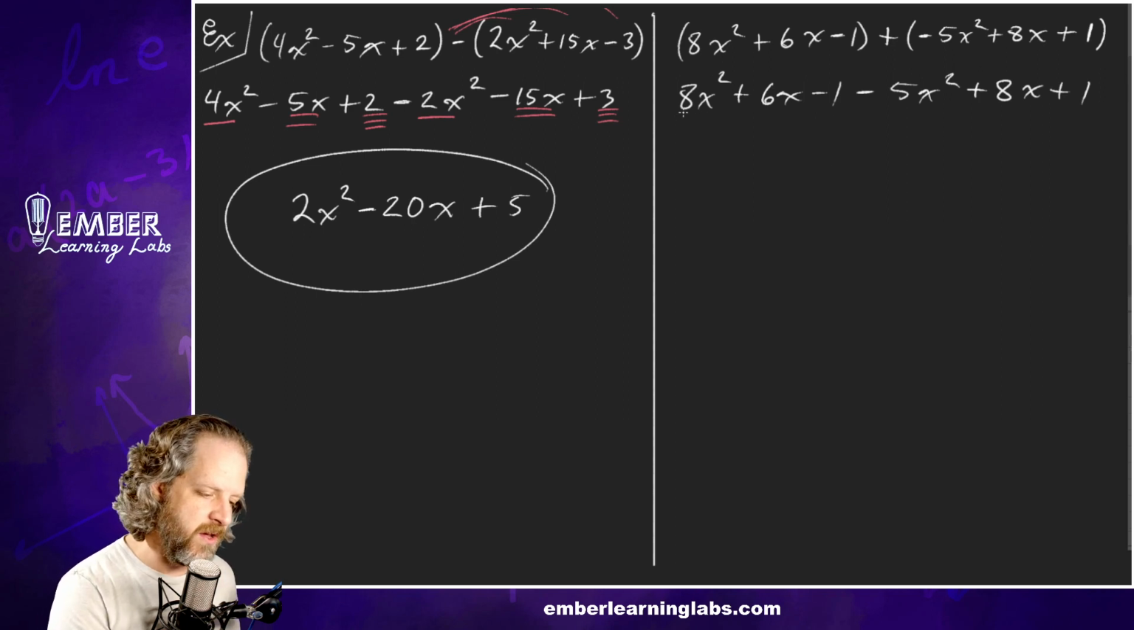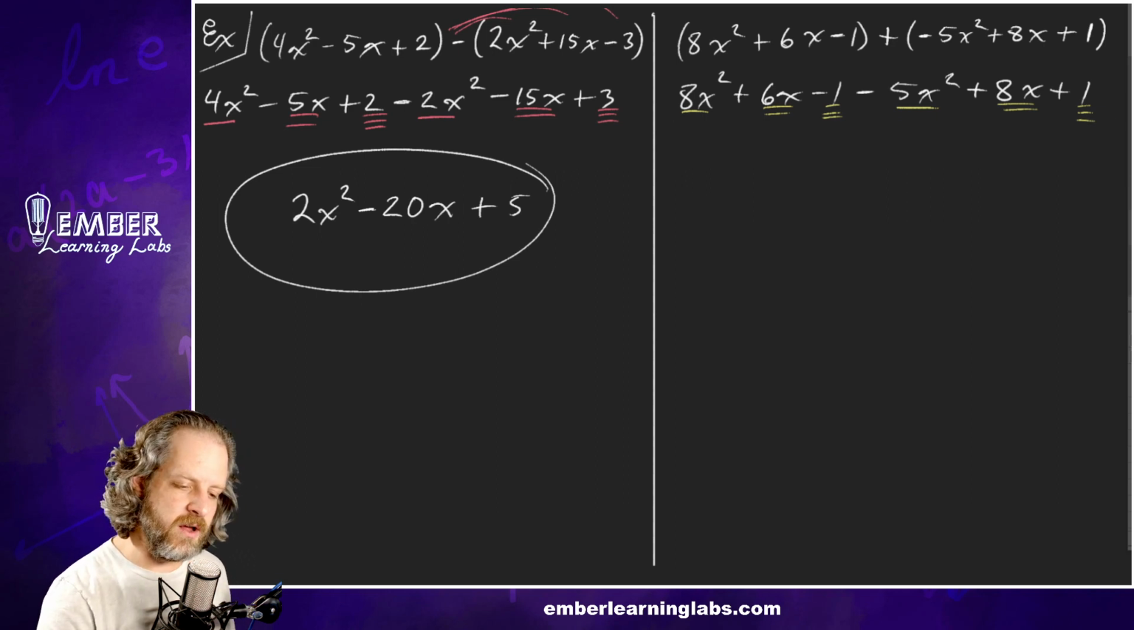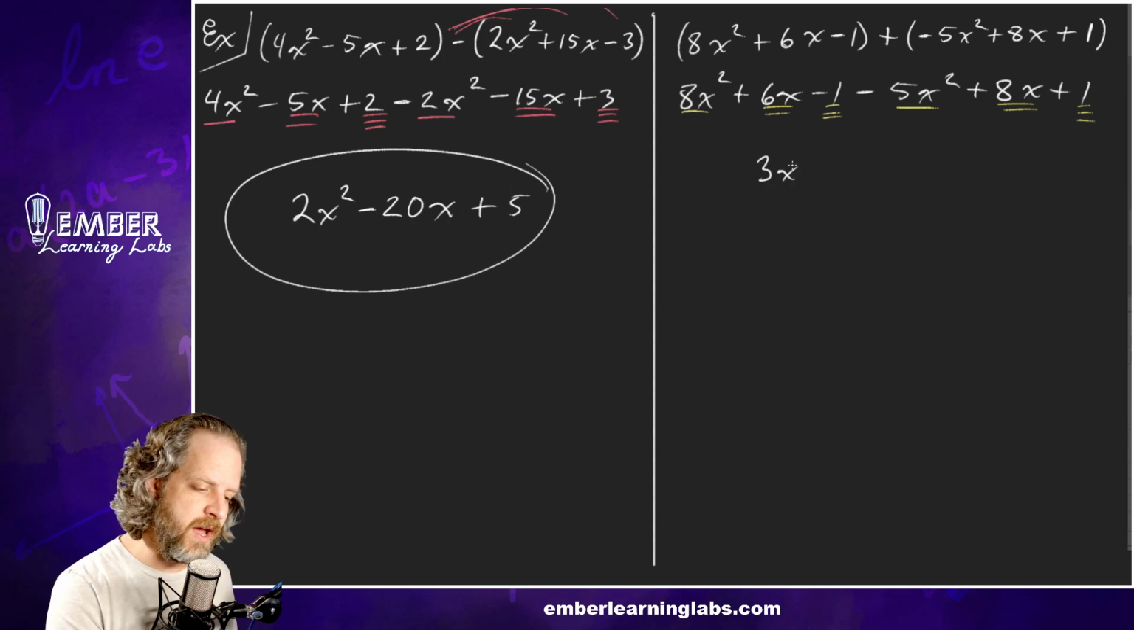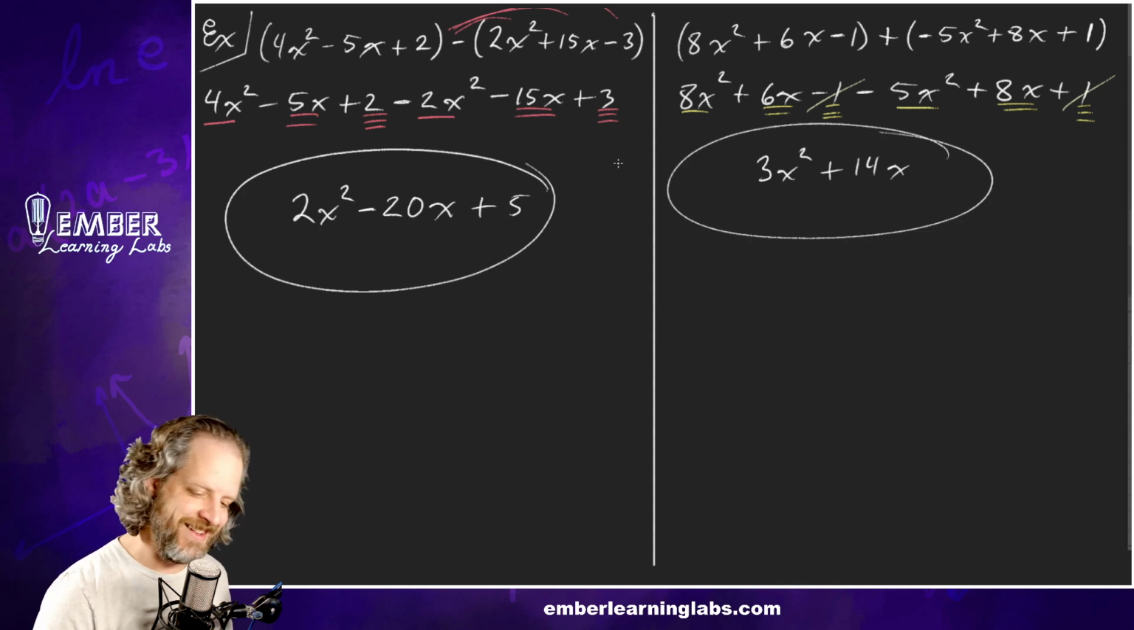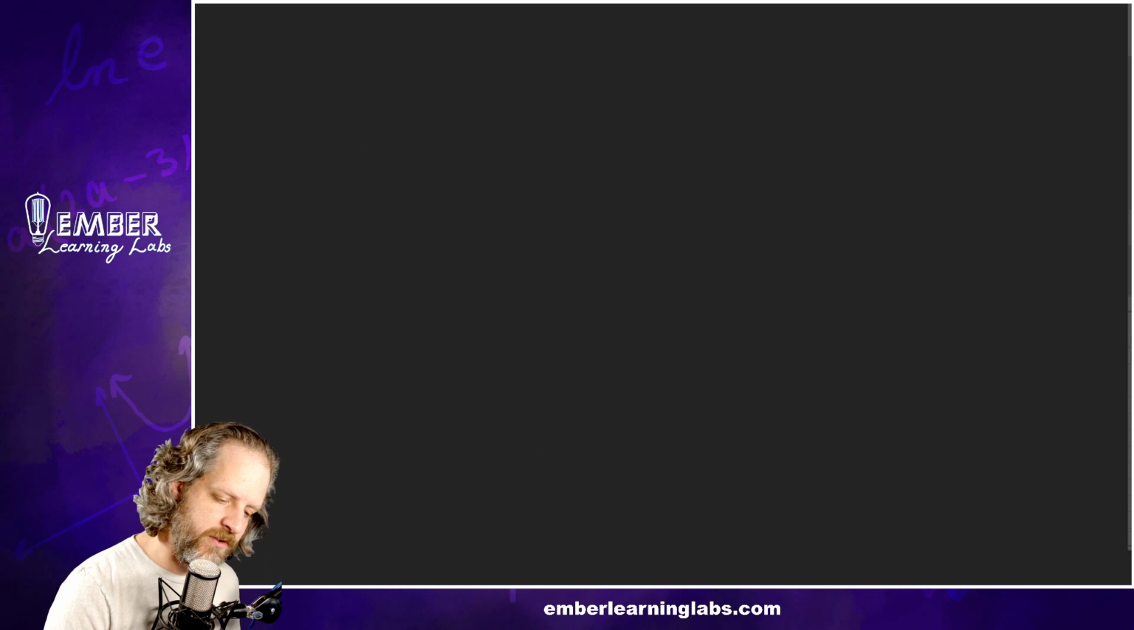Where are my like terms? This one is alike with that one. This one is alike with that one. And then this last, no x terms, are alike. So 8x squared plus negative 5x squared is positive 3x squared. 6x plus 8x is plus 14x. Negative 1 plus 1 is 0. That term just gets canceled. There it is. Finished.